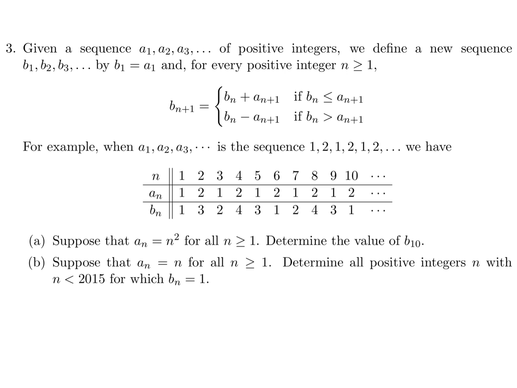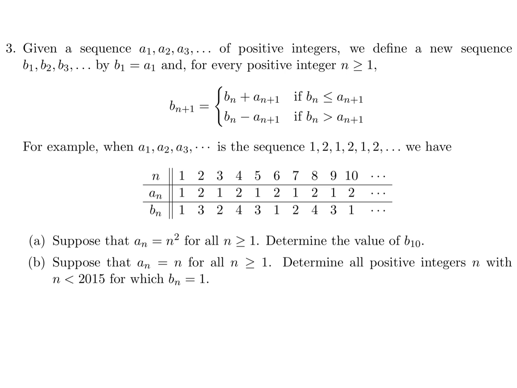Given a sequence a1, a2, a3, dot dot dot, of positive integers, we define a new sequence b1, b2, b3 by b1 is equal to a1, and for every positive integer n greater than or equal to 1, b(n+1) is bn plus a(n+1) if bn is less than or equal to a(n+1), or b(n+1) is equal to bn minus a(n+1) if bn is greater than a(n+1).